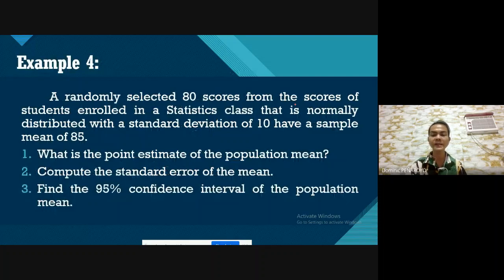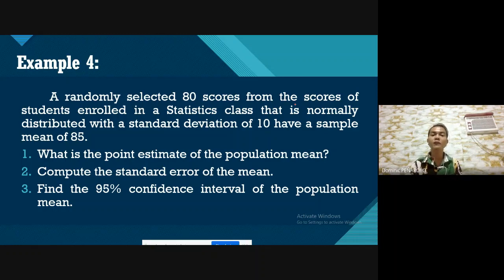Okay, so let's have this example. Example number 4: I randomly selected 80 scores from the scores of students enrolled in a statistics class that is normally distributed with a standard deviation of 10. I have a sample mean of 85. What is the point estimate of the population mean? Compute the standard error of the mean. Find the 95% confidence interval of the population mean.